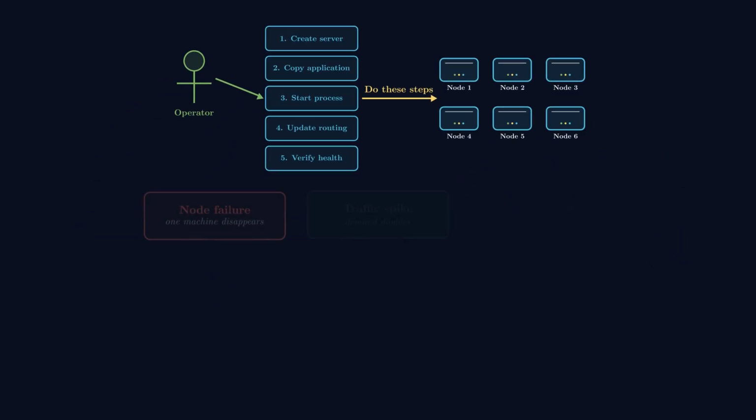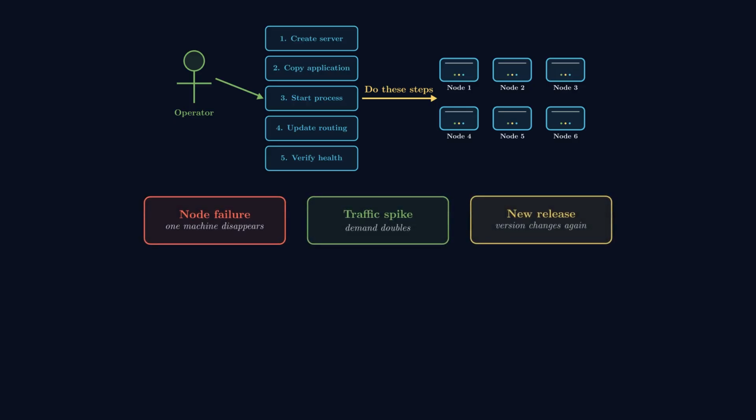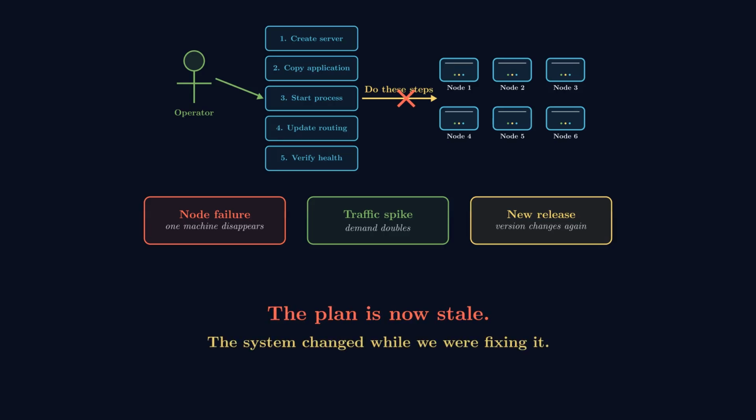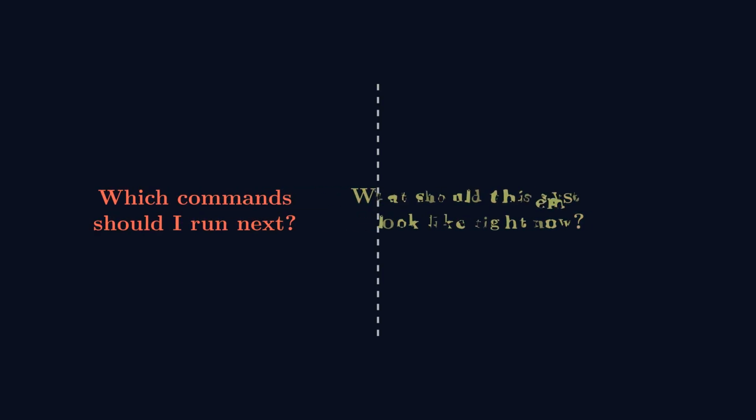A node may fail while a release is running. Traffic may rise while capacity is being added. Another team may deploy a different version. By the time the command sequence finishes, reality may already have changed. So the question had to change. Instead of asking, which command should I run next, we needed to ask, what should this system look like right now?